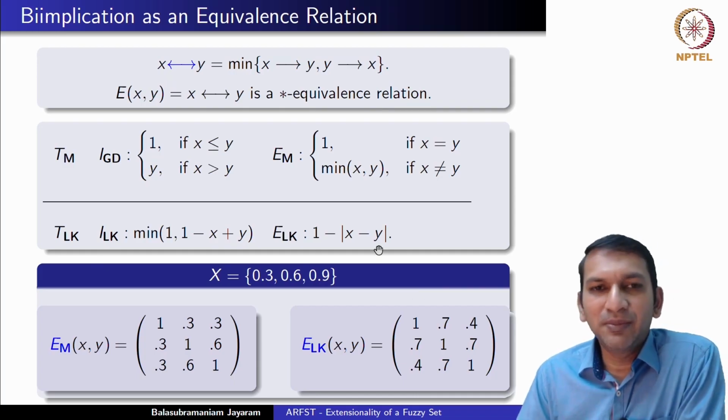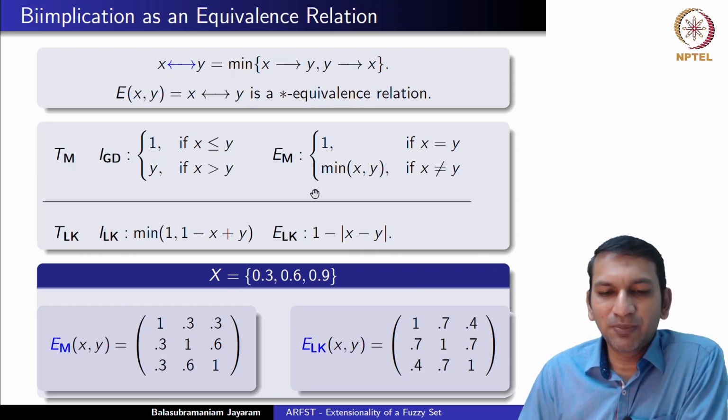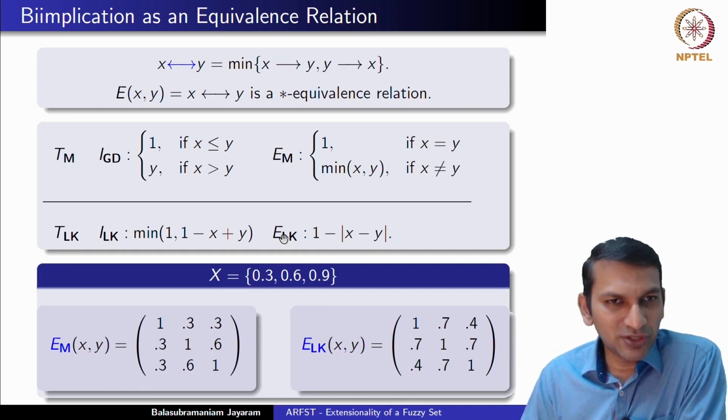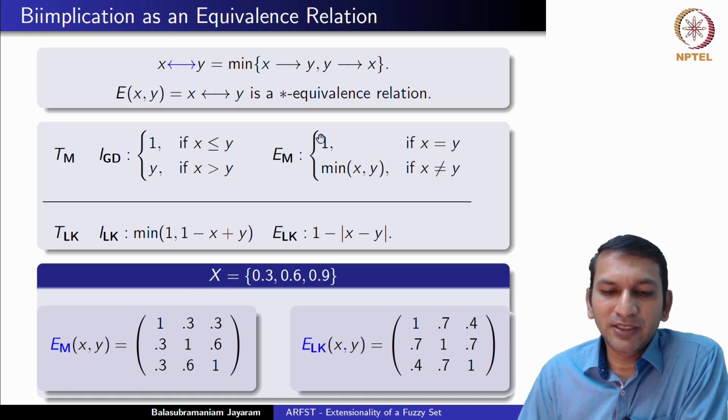Of course, there are many other equivalence relations which can be min transitive. For example, we have seen that EM is min transitive, which means it will also be Lukasiewicz transitive, product transitive, every T-norm in fact. It will be T-transitive with respect to every T-norm.